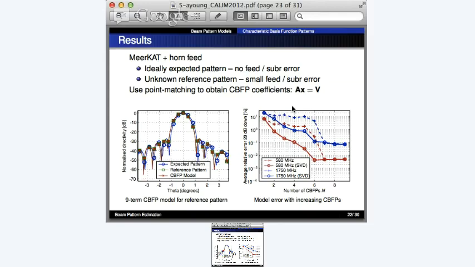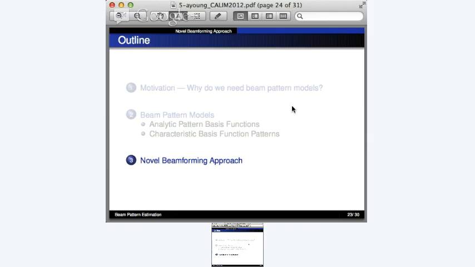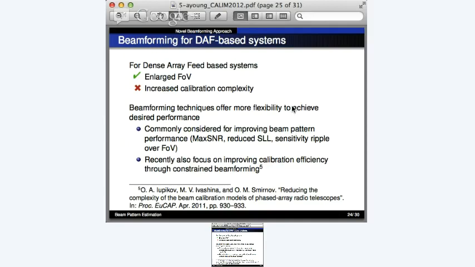All right, so that was the two sets of basis functions, and then finally some beamforming approaches that we've considered, which is of course applicable to dense array feed-based systems, which offer the advantage of a large field of view, however at the cost of increased calibration complexity. Now, beamforming techniques offer us some more flexibility, and this is commonly used to improve the pattern performance in terms of sensitivity or side lobe level. However, there's also been a recent focus on improving calibration efficiency.